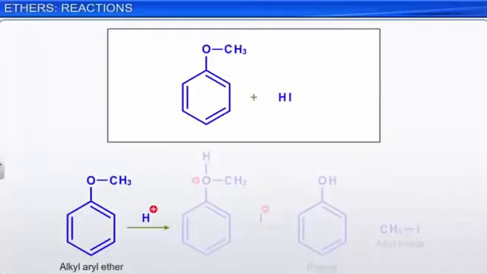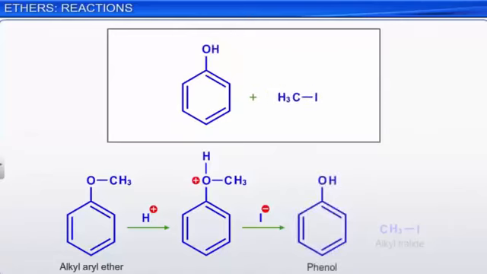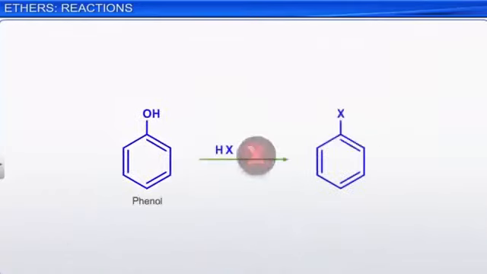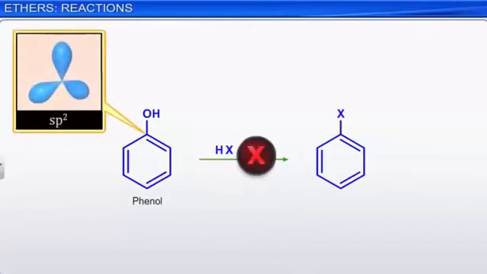Alkyl aryl ethers also undergo acid-catalyzed cleavage. The cleavage occurs at the alkyl oxygen bond because the aryl oxygen bond is more stable due to its partial double bond character. When the alkyl oxygen bond breaks, phenol and an alkyl halide are produced. The phenol formed doesn't react further with another molecule of hydrogen halide to give an alkyl halide, since the sp2 hybridized carbon of phenol cannot undergo a nucleophilic substitution reaction.